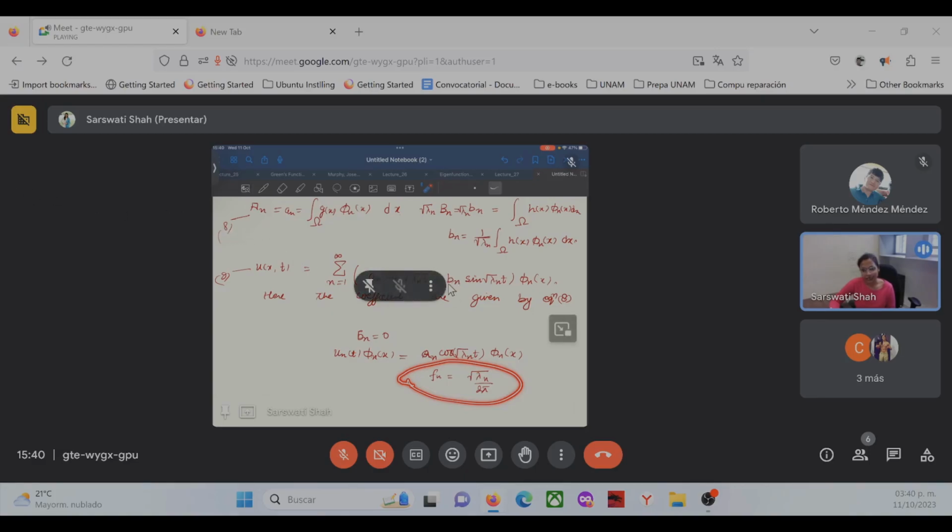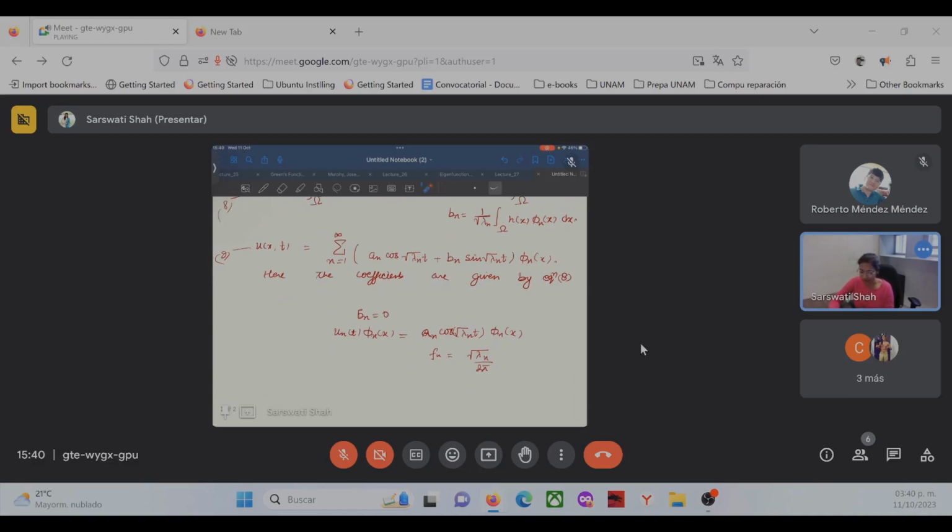What is the frequency? At every time step, it is going to repeat itself, isn't it? So this is the frequency. When it completes this cycle, again it will come back because it is a cosine function. So its period is 2 pi. So the period of this function is going to be square root of lambda n over 2 pi, isn't it? So this will be the frequency of that harmonic motion.